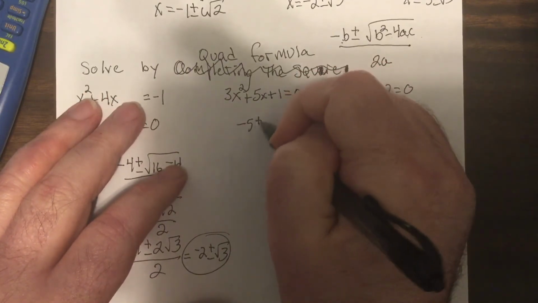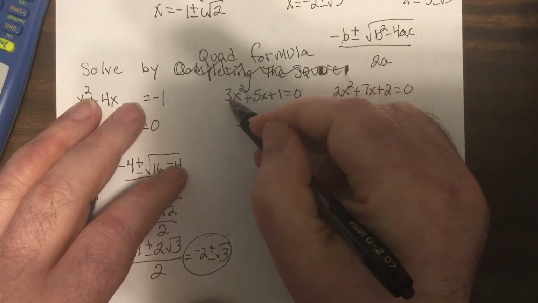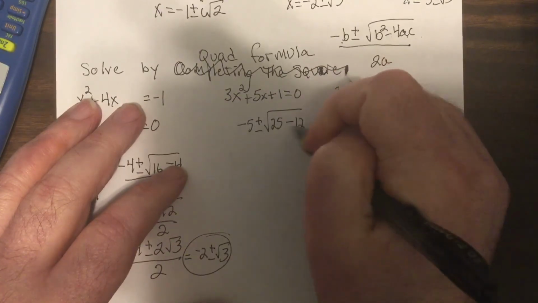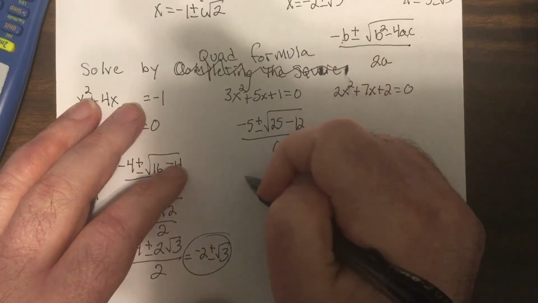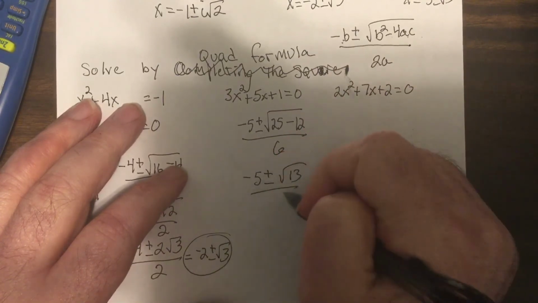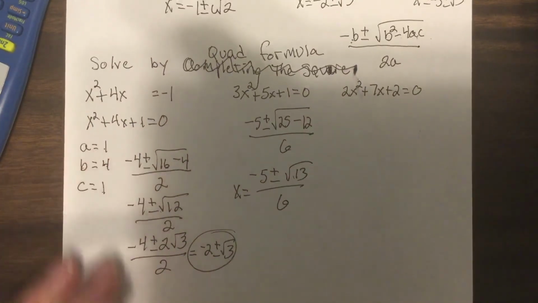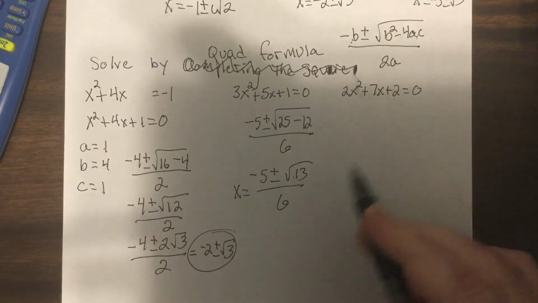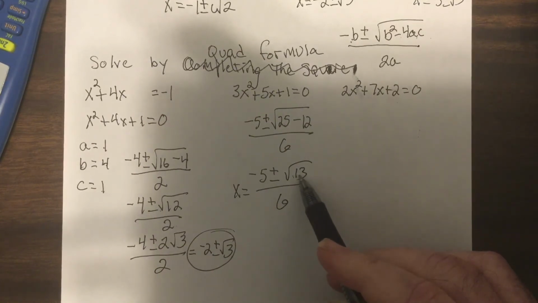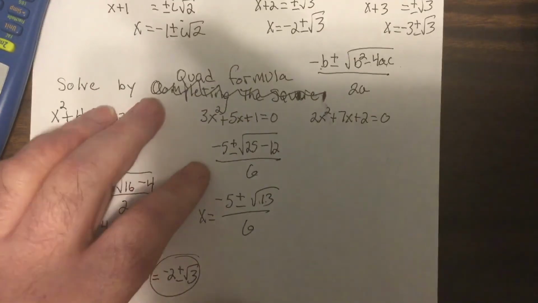Negative 5 plus or minus the square root of 25 minus 4ac, which is 12, all over 2a, which is 6. So negative 5 plus or minus the square root of 13 over 6. Now, since we can't simplify the square root of 13, you're done. Now, if that was the square root of 9 or square root of 18, you'd start simplifying it. But 13 can't do anything with.